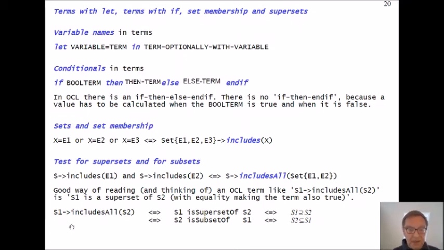So, to formulate it in a general way, we have S1 includesAll S2. We have used a set here as a parameter for includesAll. IncludesAll always has a set as a parameter. And S1 includesAll S2 is equivalent to, you can think of it as S1 is a superset of S2, or equivalently in mathematical notation, S1 superset of or equal to S2, and on the other hand you can exchange S1 and S2, and then you can read this as S2 is a subset of S1, and this can be written also in mathematical notation: S2 is a subset of or equal to S1.